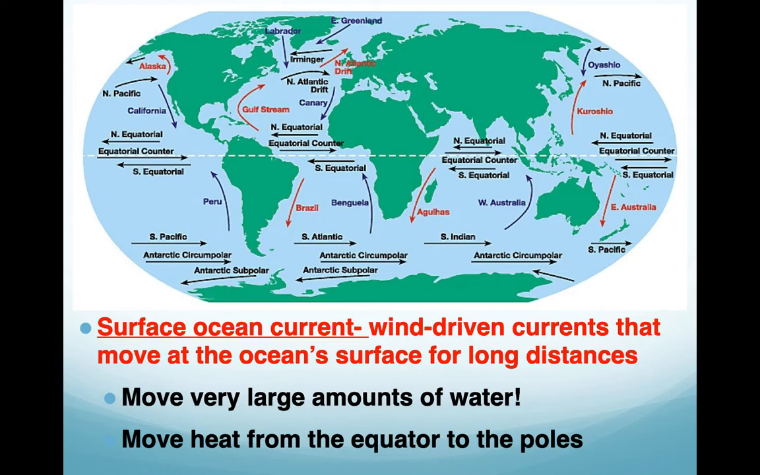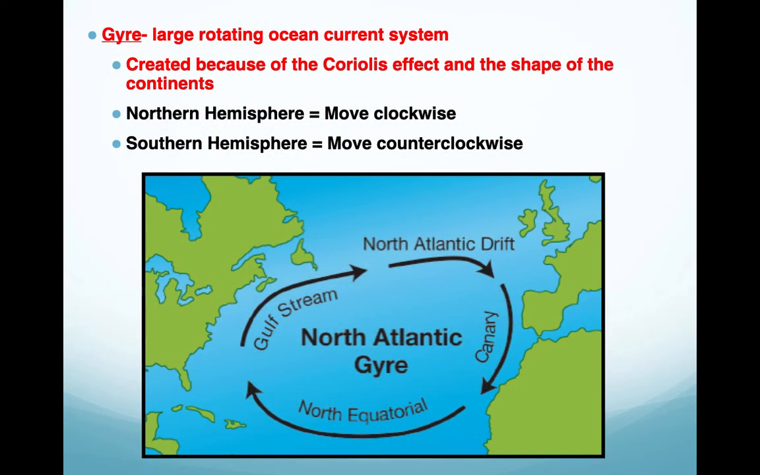Whereas if I go to the southern hemisphere, by Africa and South America, I get the same thing going, but look at it: opposite. Same thing, opposite. And why is that? All because of that Coriolis effect that we talked about. These areas are called gyres. They are large rotating ocean current systems.